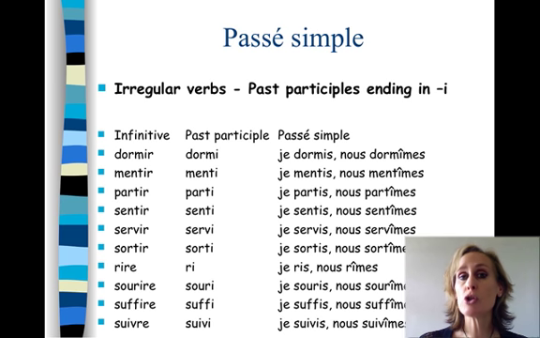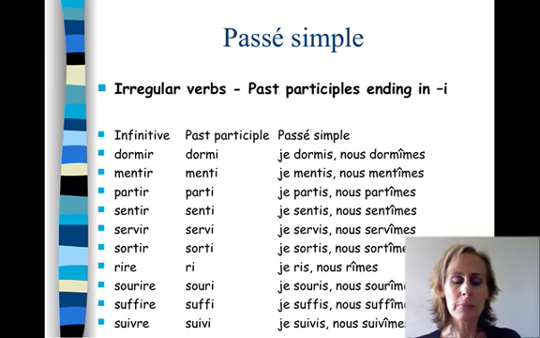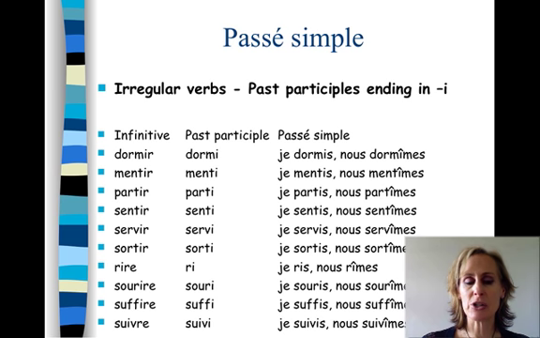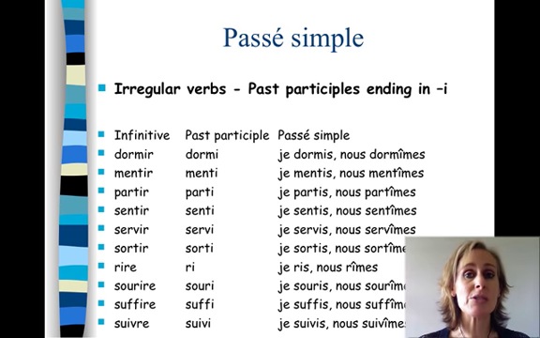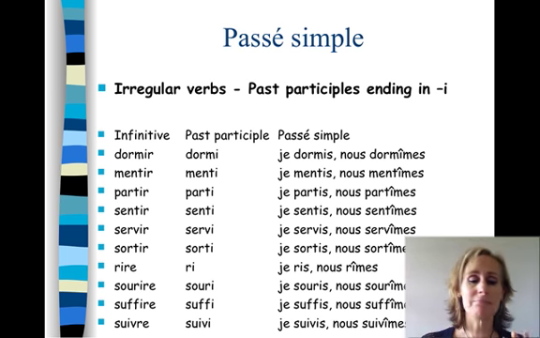Sentir, senti, je sentis. Servir, servi, je servis. Sortir, sorti, je sortis. Rire, ri, je ris. Sourire, souri, je souris. Suffire, suffi, je suffis. And I put suffire in here. It means to suffice, to be sufficient, to be enough. Don't confuse it with souffrir, which means to suffer and has different rules altogether. It has a different past participle, it has different rules. So suffire, suffi, je suffis. Suivre, suivi, je suivis.